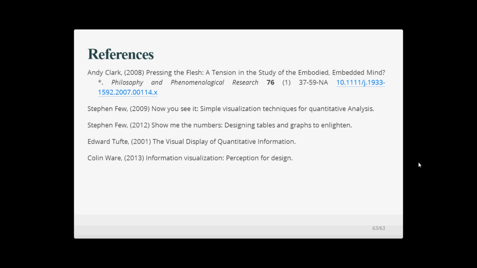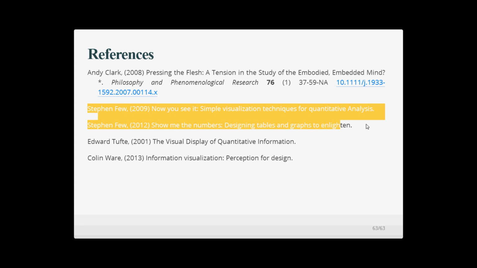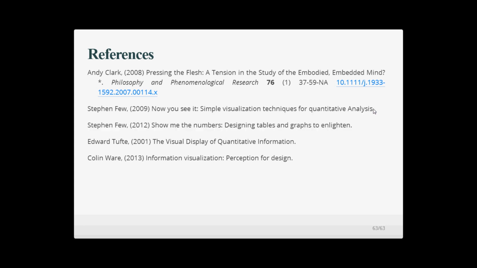This brings to a conclusion the presentation on data visualization. If you'd like more information on data visualization, Stephen Few has two excellent books that are fairly inexpensive, about data visualization. I'll highlight those two as excellent sources of information. Tufte also has a number of good books on data visualization, and Colin Ware also has an excellent book on data visualization that you can find.